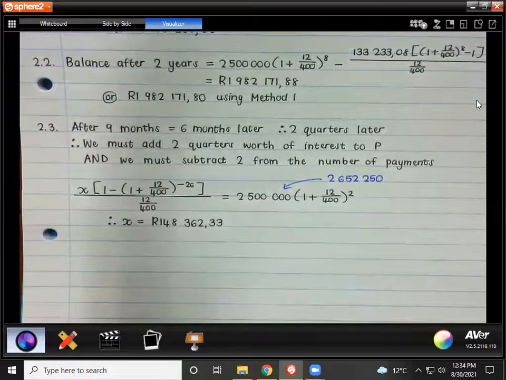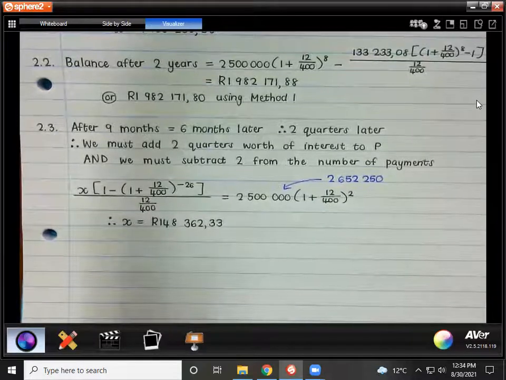Okay, is that fine, guys? Next heading, if you are ready, the next heading is the final payment of a loan. Hmm? Oh, yes.